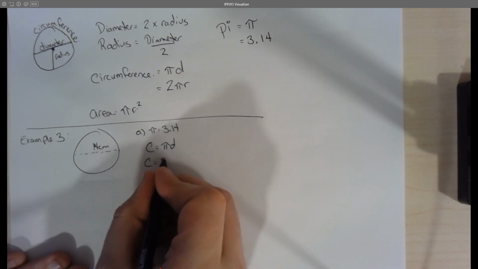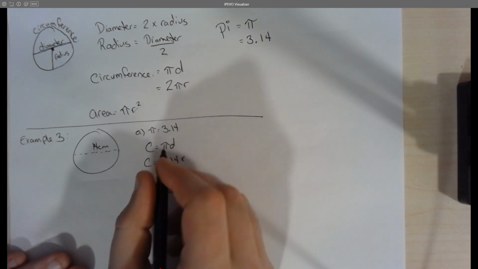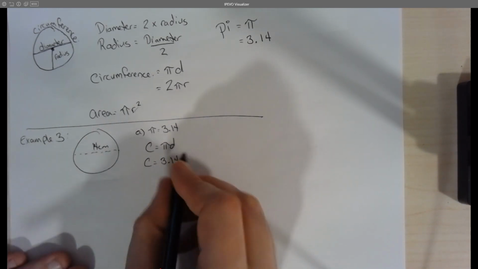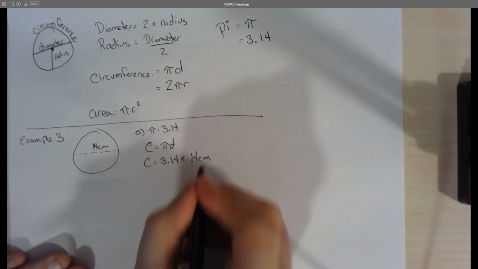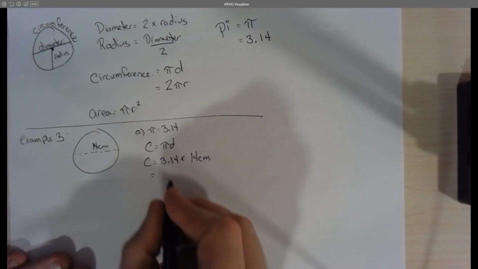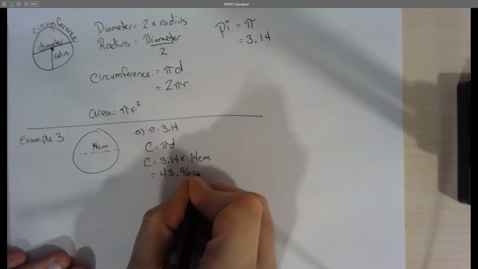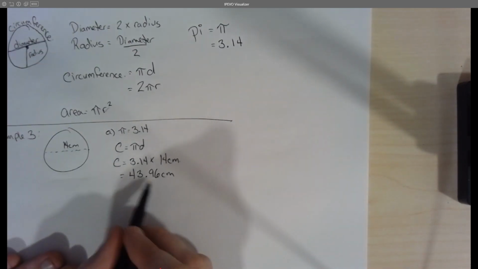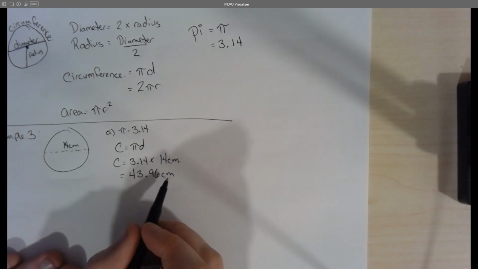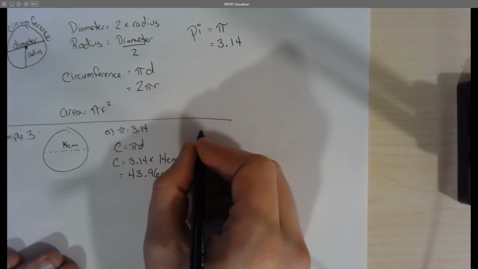So circumference equals 3.14, that's what pi is, times d, which is the diameter, which we were just told is 14 centimeters. When you plug that into your calculator, you'll see that this will give you a circumference of 43.96 centimeters. Remember that just like perimeter, we just have centimeters, not centimeters squared. Perimeter is just the unit, and area is the unit squared.